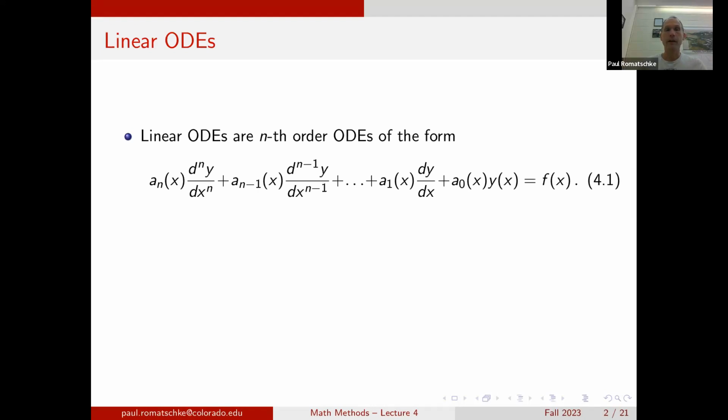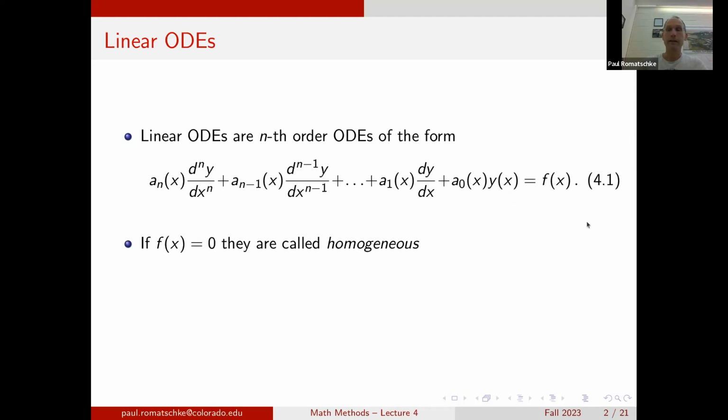Linear ODEs are nth-order ODEs that are of the form: an(x) times the nth-order derivative of y, plus a(n-1)(x) times the (n-1)th-order derivative of y, and so on and so forth, down to a0(x) y(x), is equal to f(x).